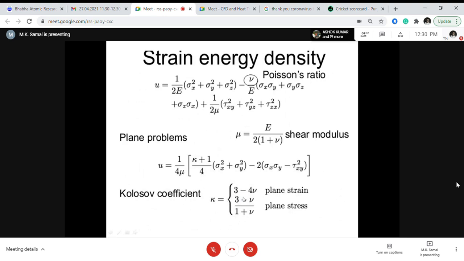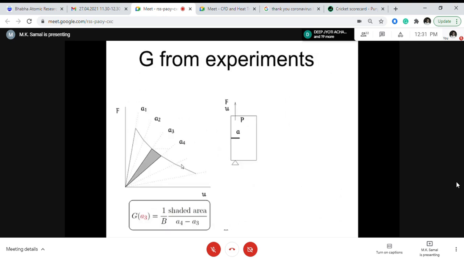So if you substitute kappa as 3 minus 4 nu here, you will get the strain energy density for plane strain. If you substitute kappa as (3 minus nu) by (1 plus nu), you will get the strain energy for plane stress problem. Okay. So this is in general the calculation of strain energy density at a point. Now, how then can G be calculated from experiment? We will talk about the experimental method as well as the numerical method.